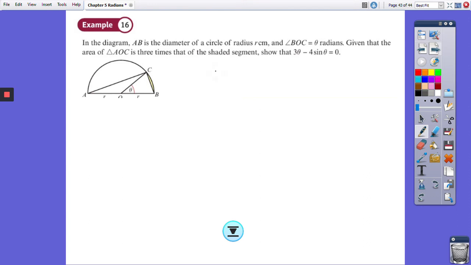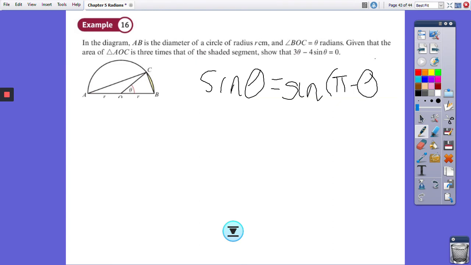Here's the deal. Sine theta equals sine of pi minus theta. So whatever angle you've got, say 1, then if you take the sine of 1 and you take the sine of pi minus 1, you'll get the same answer. It's to do with a beautiful symmetry that you have with the sine curve.